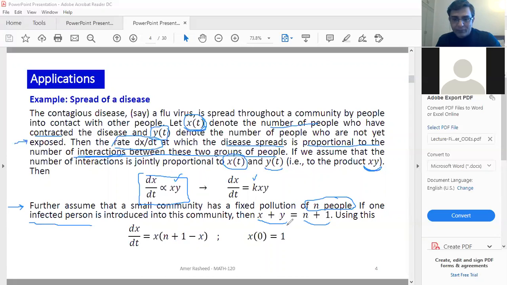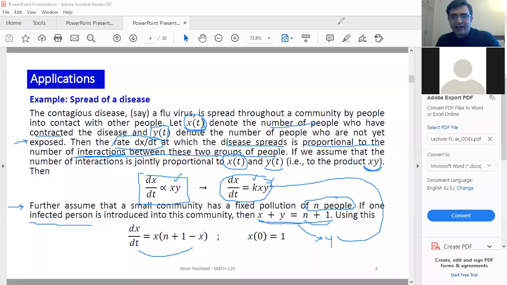Now, from this relation, we can find the value of y, because what we are going to find here is x. So what is y? We should not have another variable y in the model. So by assuming this, we can find the value of y from here, and by inserting the value of y here, we can obtain this model, which is dx by dt.